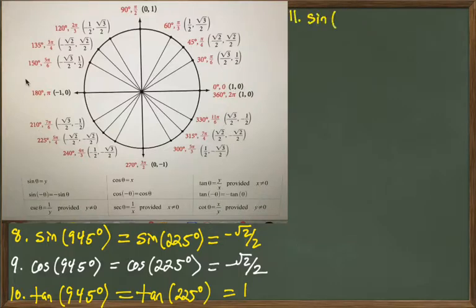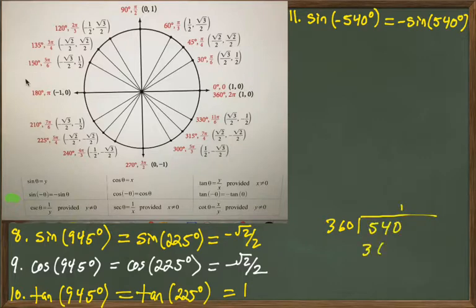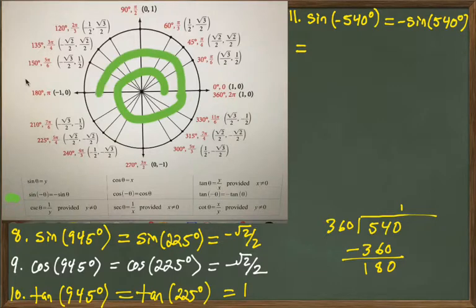Okay, so what if I asked for the sine of negative 540 degrees? I'm going to use the fact that the sine is an odd function, so this is going to be the same thing as negative sine of 540 degrees. 540 degrees is not on our unit circle, so we're going to see how many 360s are in 540. There is 1, and the remainder is 180. So to get to 540, we'll do a 360, and then we'll go to 180 there. So we'll be looking at that ordered pair there.